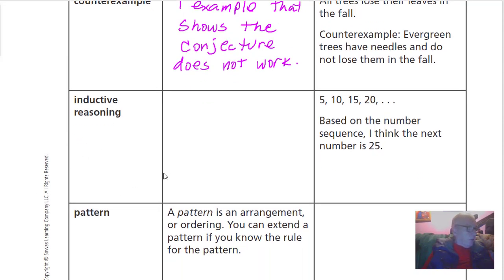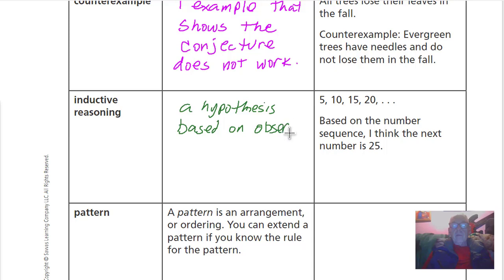Now, inductive reasoning is reasoning from patterns. So we could say that inductive reasoning is a hypothesis based on an observation or based on a pattern. So based on this pattern here, 5, 10, 15, 20, you're thinking the next one could be 25, then 30, then 35, then 40, because the 5s keep on going as multiples. And we'll do some problems like this too using inductive reasoning.